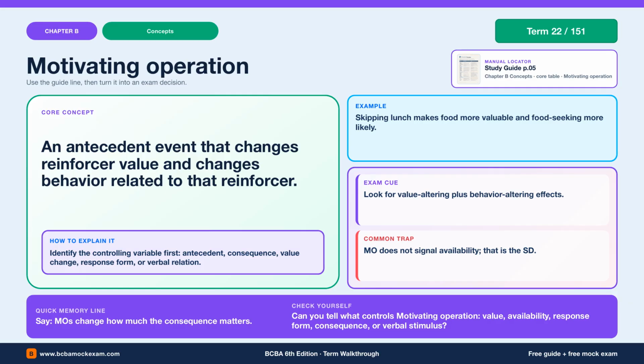The big trap is MO versus SD. MO changes value. SD signals availability. Ask it this way: did hunger make food more valuable, or did the open sign signal that food was available here? Memory line: MOs change how much the consequence matters.